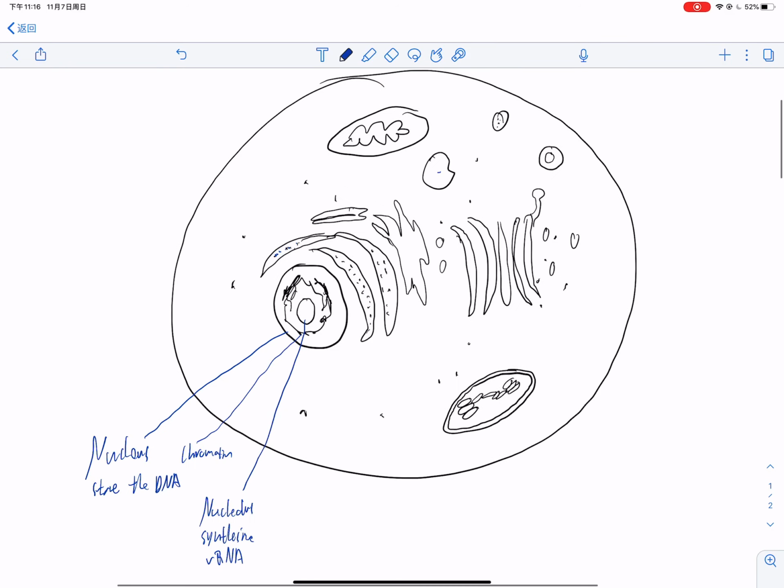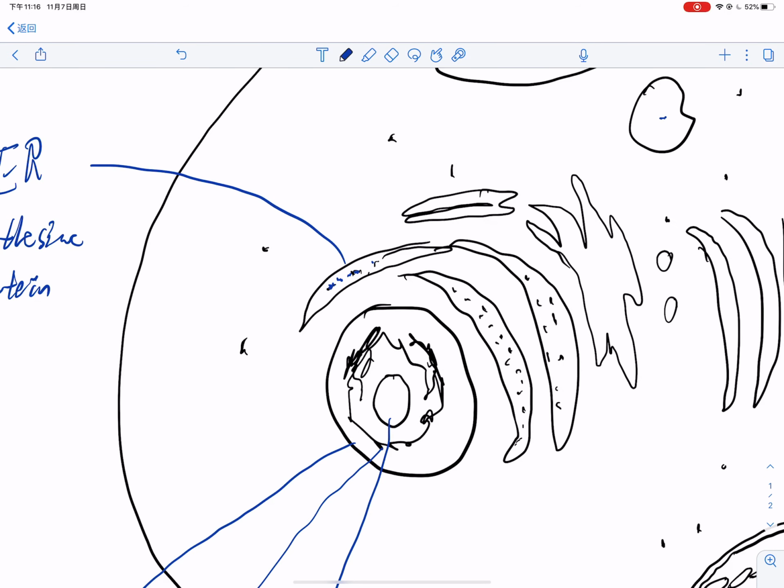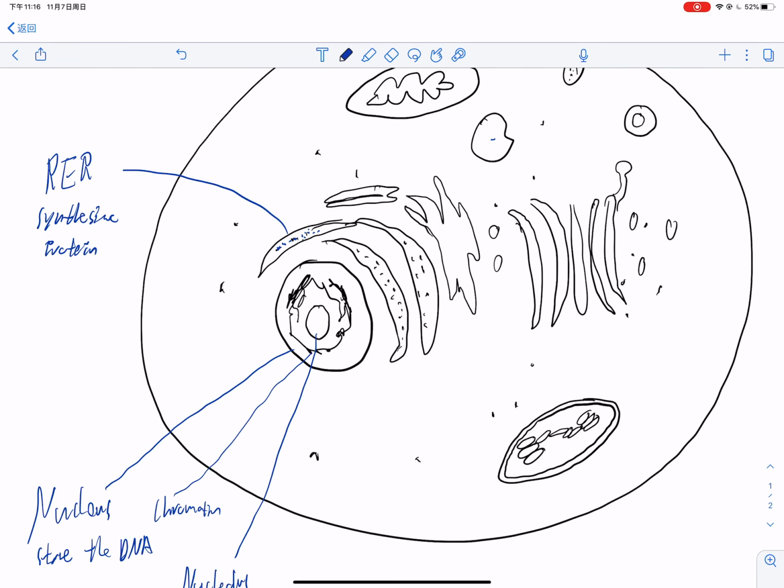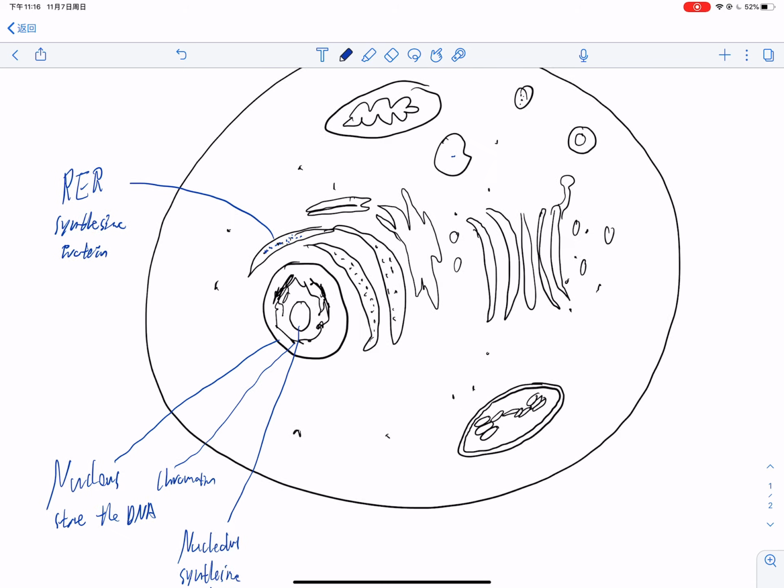And the flattened sacs that are close to the nucleus are the RER, which is the rough endoplasmic reticulum. The function of the RER is to synthesize protein. As you can see, there are a lot of small dots on the RER, and those are the bound ribosomes on the RER. So the proteins will be synthesized on these small dots, on these bound ribosomes on the RER.